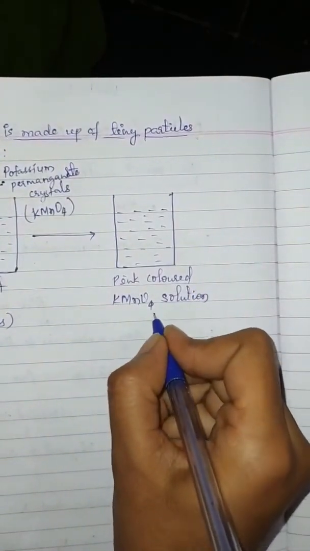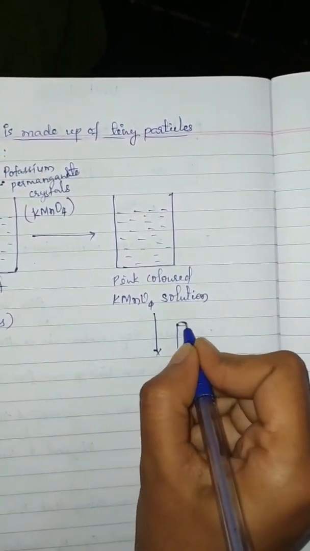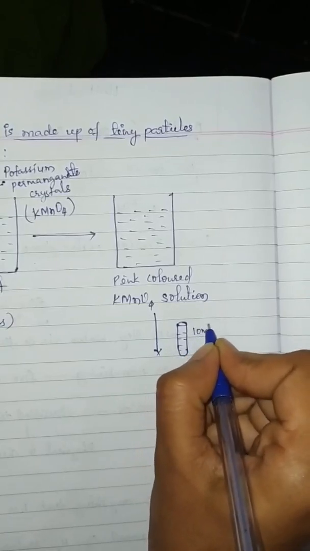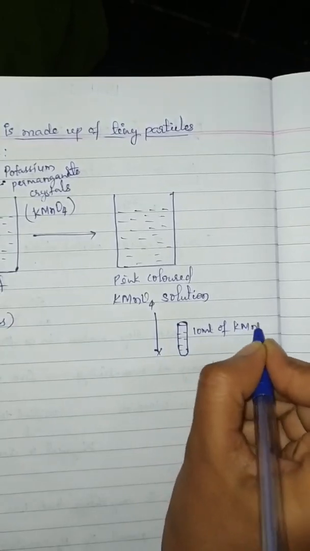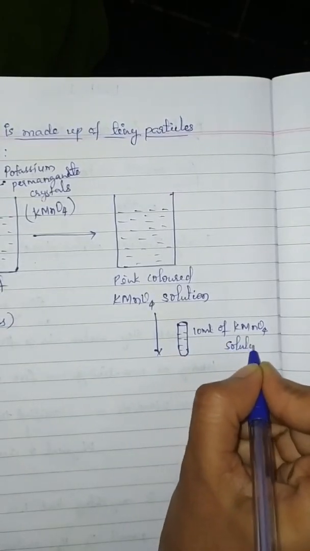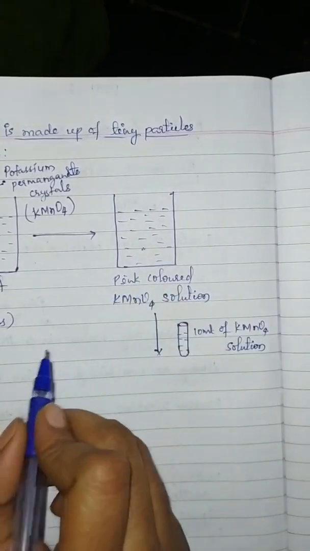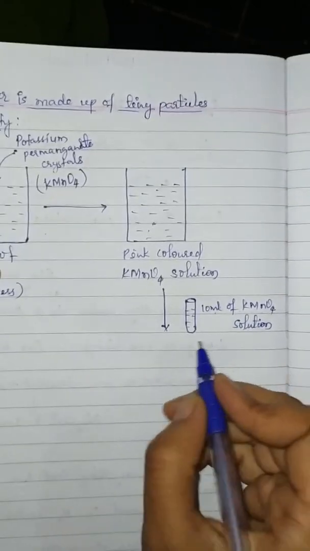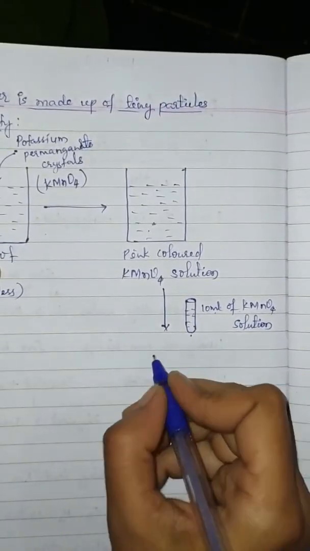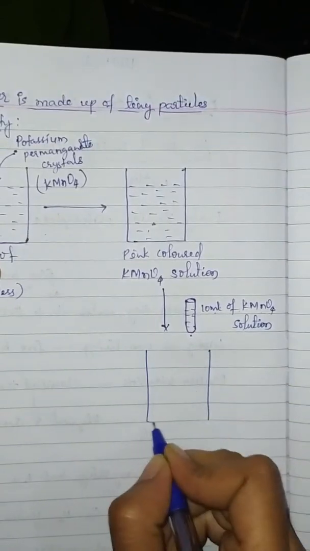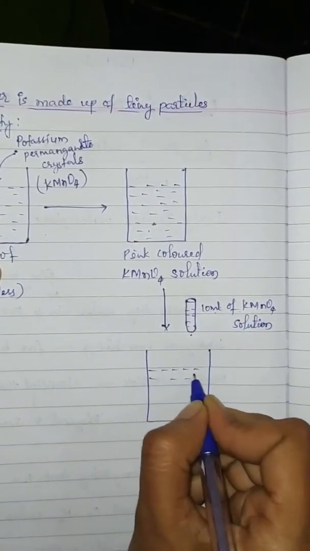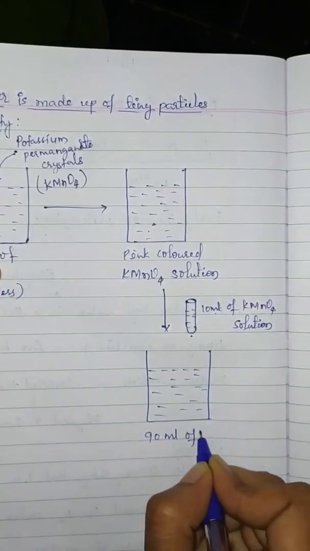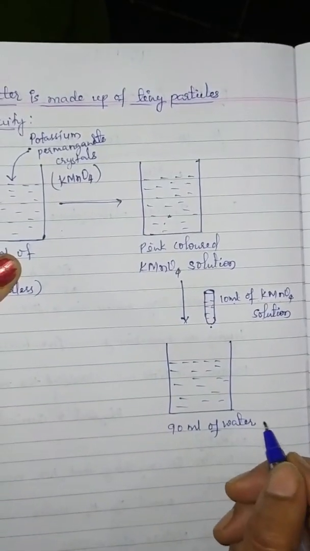Now I will take one test tube of 10 ml of potassium permanganate solution from this beaker. Okay, from this beaker I am taking 10 ml of potassium permanganate solution, and I will pour this solution into another beaker containing 90 ml of water.